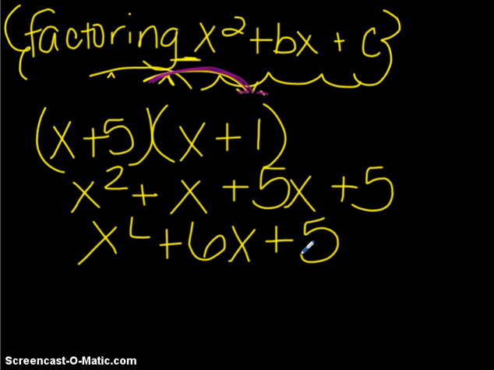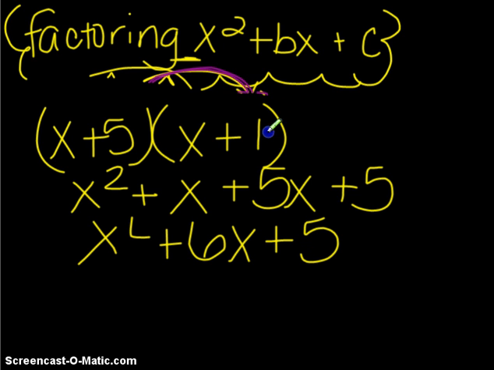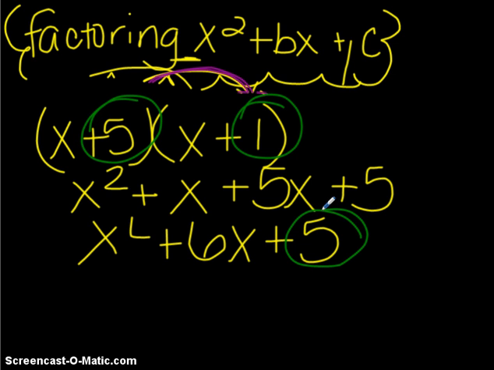So we were trying to check our pattern, and we were trying to see if, for sure, when we multiply our last 2 terms, do we indeed get the last term? And when we add the last 2 terms, do we get the middle term? Well, we see that 5 times 1 is 5, and 5 plus 1 is 6. So yes, our pattern does work.